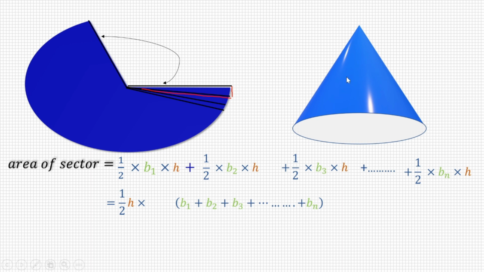But what is H for the cone? We need to redefine these variables in terms of the cone. This is the formula for the sector. What are B1, B2, B3 here? So let's redefine these variables for this cone. What is this H for the cone? We have to find the curved surface area of the cone.